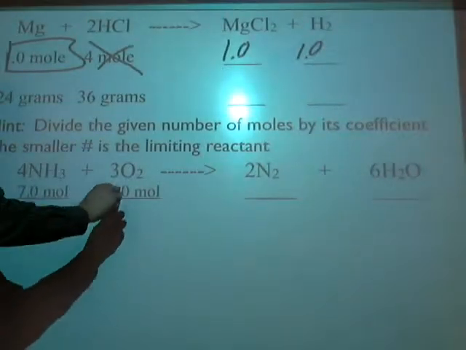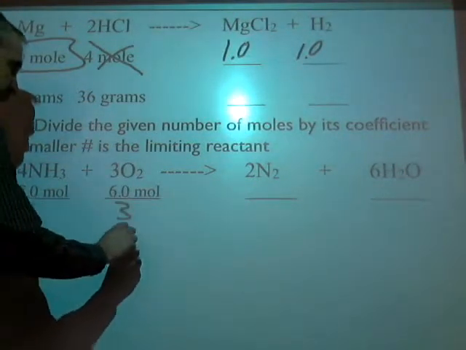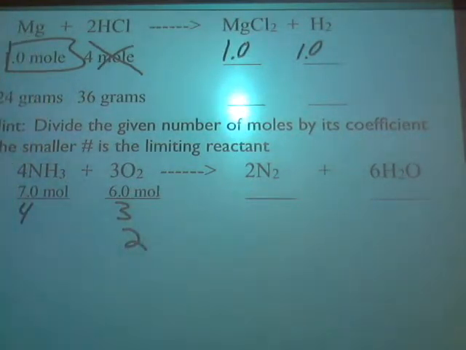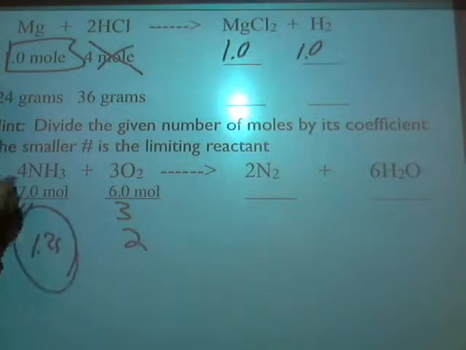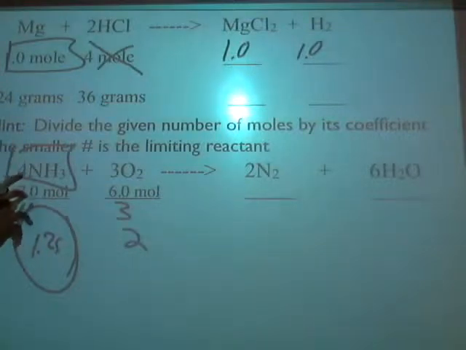7 divided by 4, 6 divided by 3. Well, I know 6 divided by 3 is 2, right? 7 divided by 4 is what? It's 1 point something, right? 1.75. Okay? So which is the smaller amount? NH3. Right. So that's my limiting reactant, even though I had more of it. I had 7 moles of it. You've got to be careful.